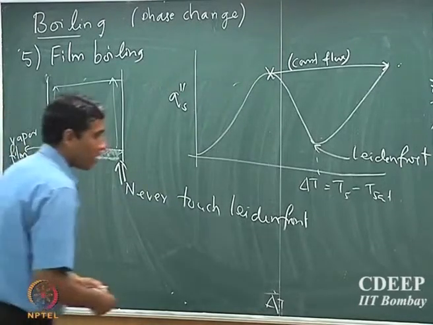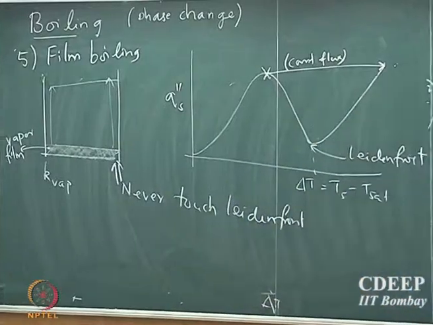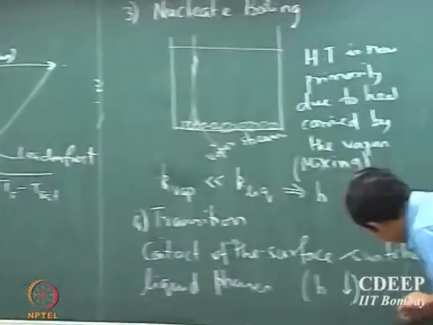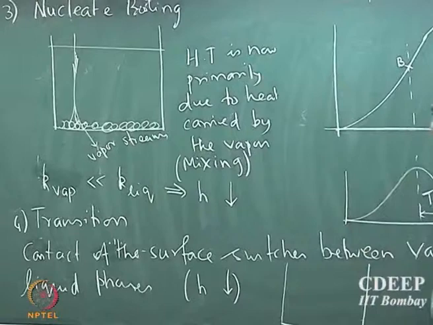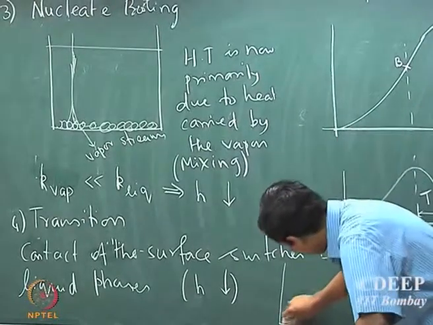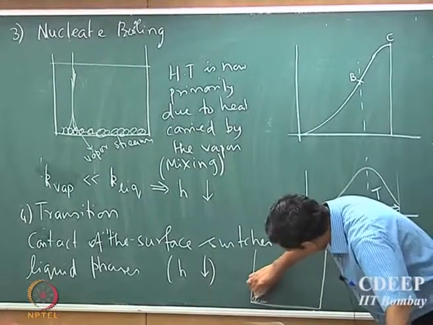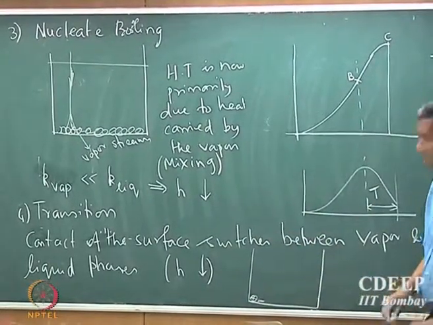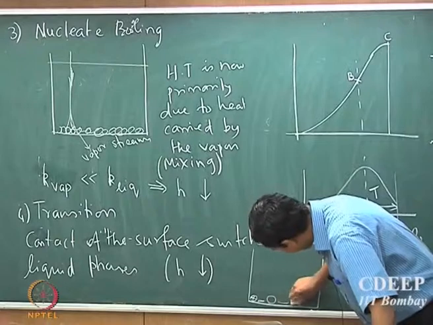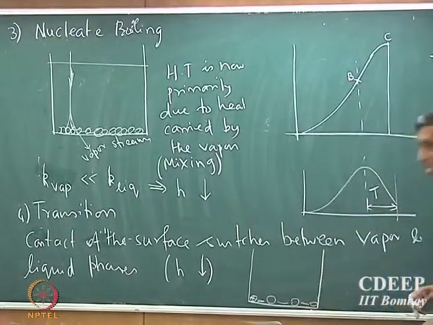Okay, so what happens is, supposing I look at this beaker. Suppose there is fluid present in this location and a vapor bubble present here. So now you can have a similar situation: vapor, liquid, vapor, liquid.